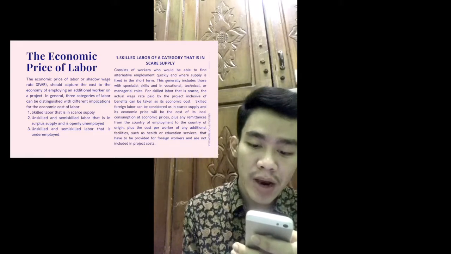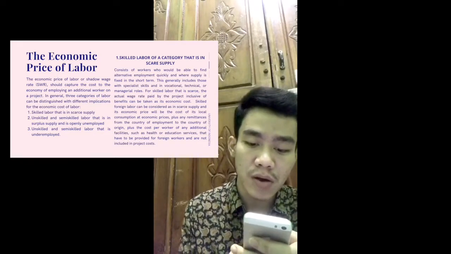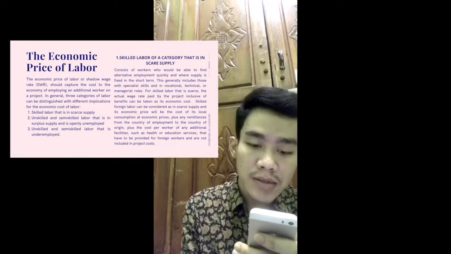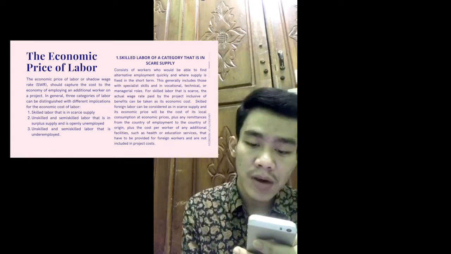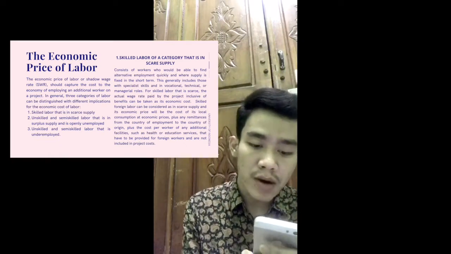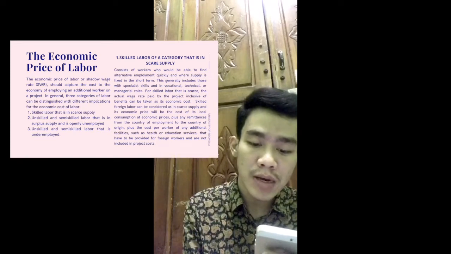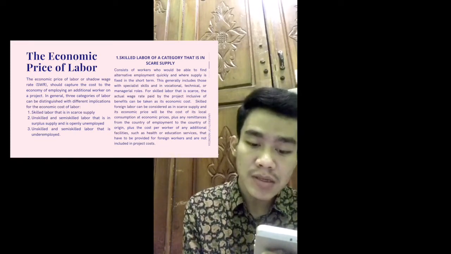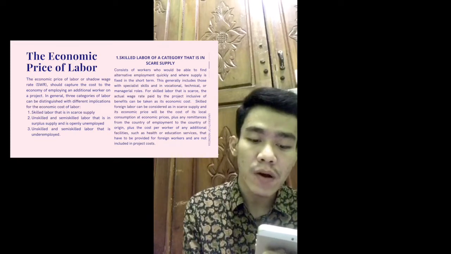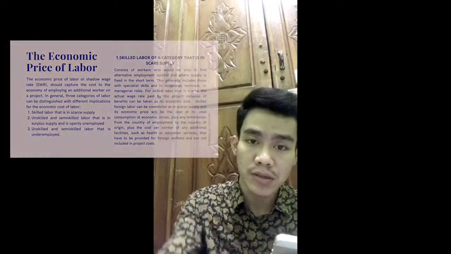Skilled foreign labor can be considered as in scarce supply and its economic price will be the cost of its local consumption at economic prices plus any remittances from the country of employment to the country of origin plus the cost per worker of any additional facilities such as health or educational services that have to be provided for foreign workers and are not included in project costs.